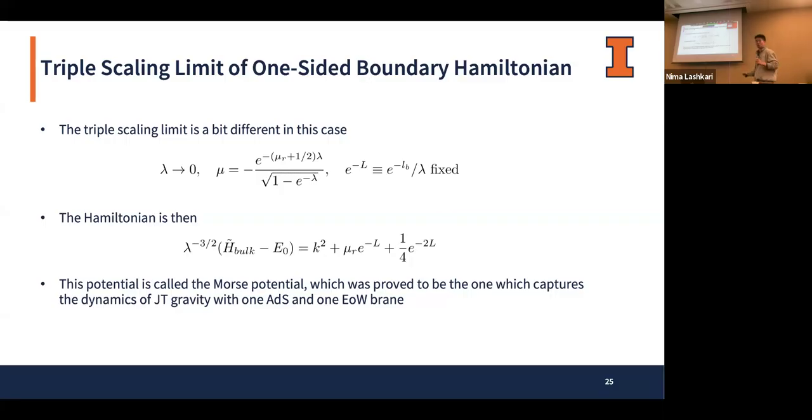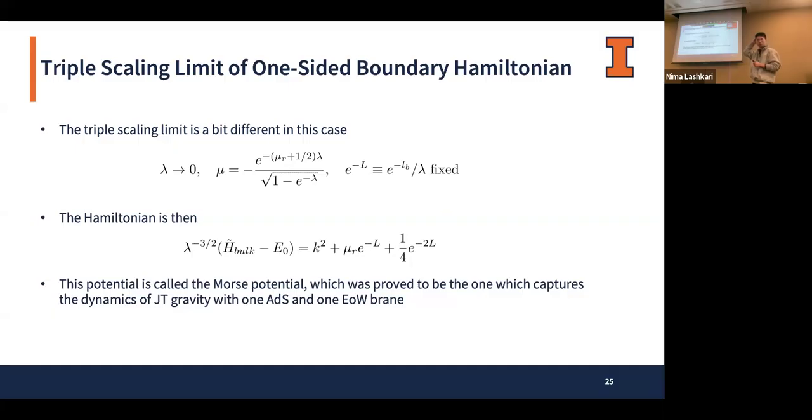This is actually a very good question, because the continuum Hilbert space has a very different structure from the discrete one. Oh, you're calling the triple scaling limit continuous, okay. I see, okay, got it.